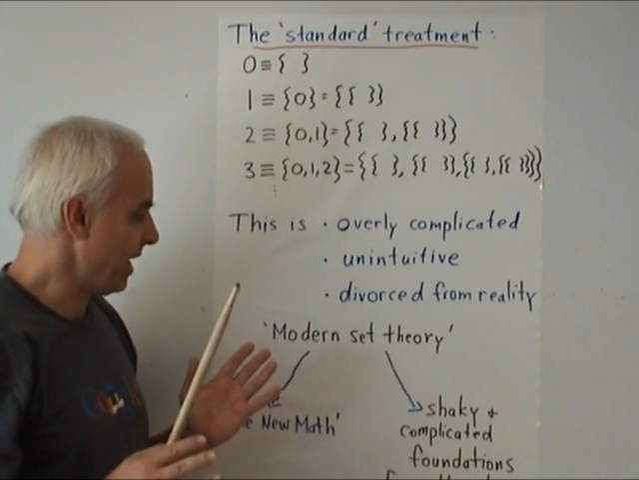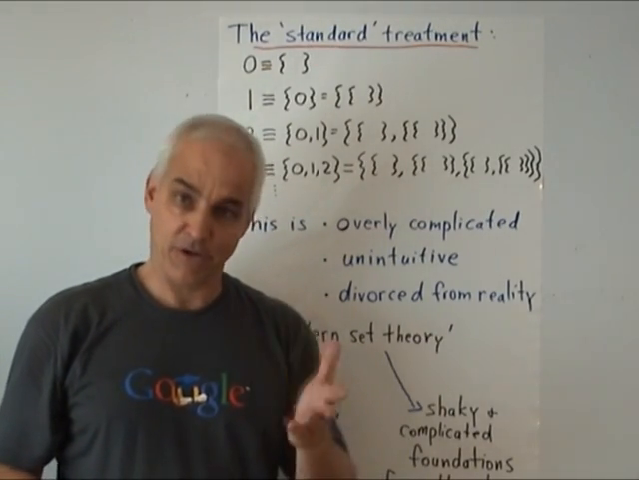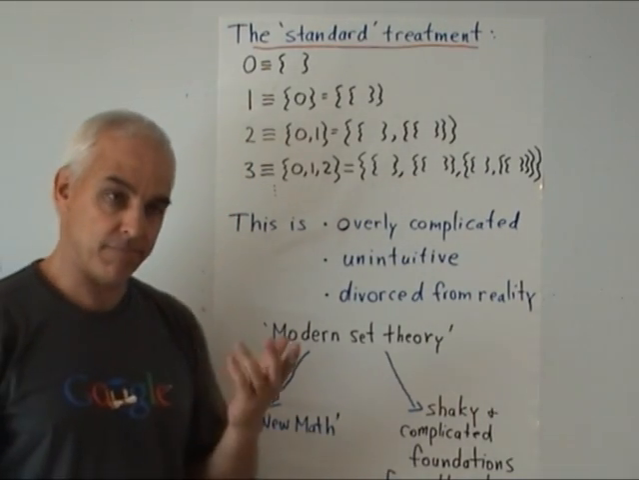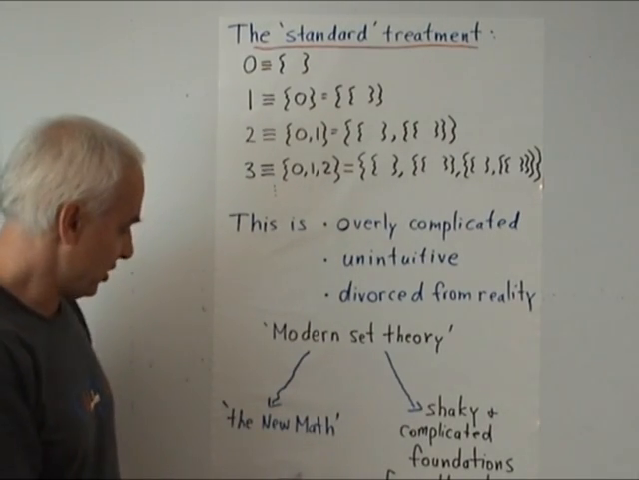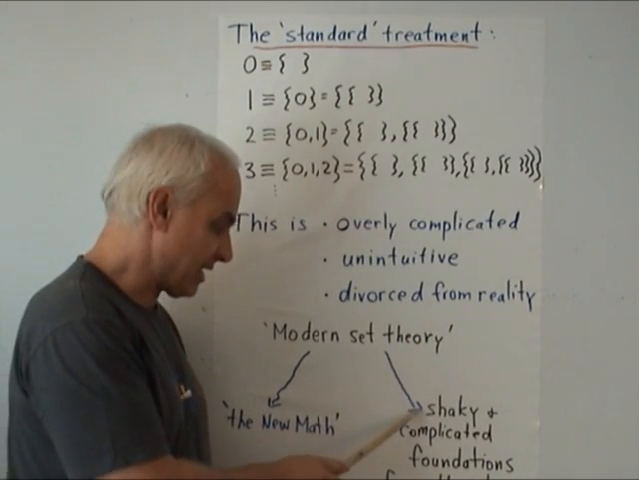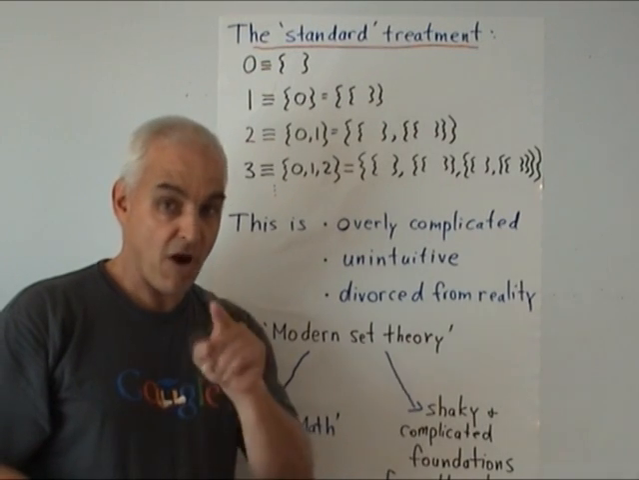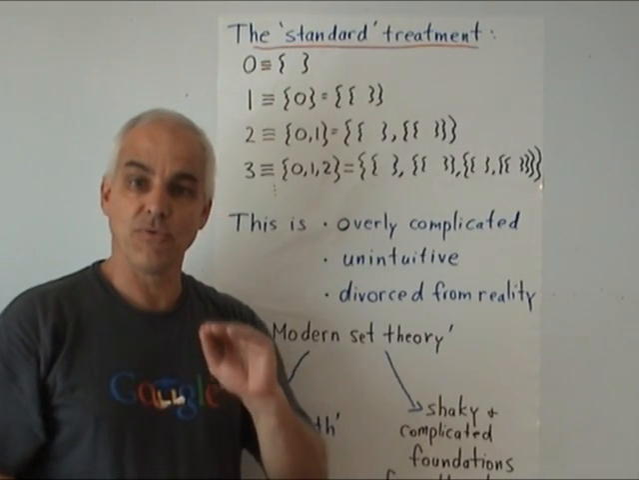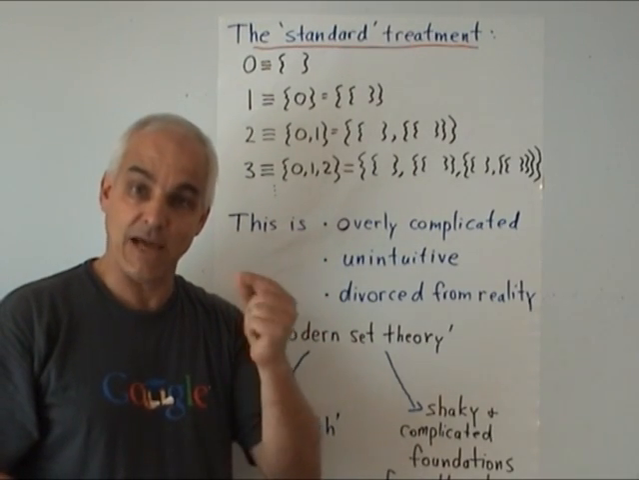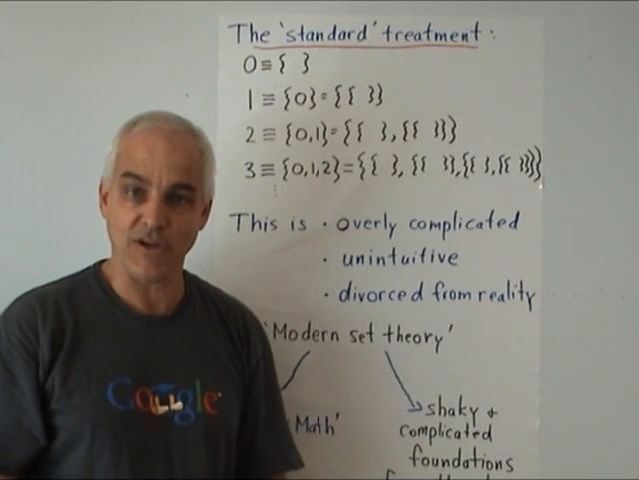It's an aspect of the way modern set theory has really distorted the entire discussion about foundations of mathematics. Modern set theory gave rise to the new math some 40, 50 years ago, which we all know now was sort of a disaster. But less well known is that it's also contributed to very shaky and complicated foundations for mathematics. One of our aims in this series will be to look very critically at other deficiencies in modern set theory and to suggest, as we've done here, replacements, some simpler ways of thinking about the fundamental concepts.